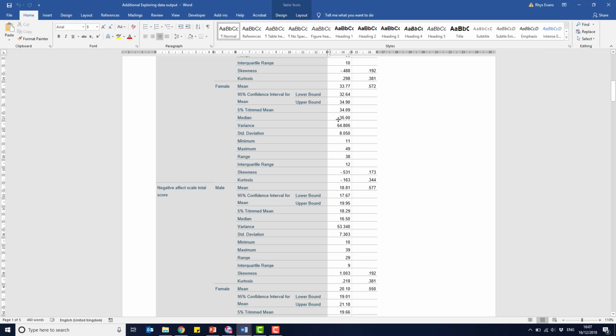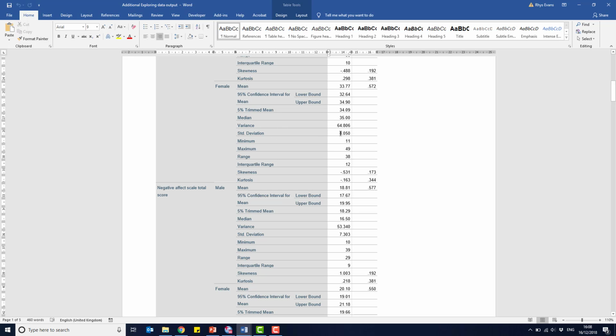We'll compare that as well to the median. We can see that there's a value of 35. So actually our mean, our trimmed mean and our median are all fairly similar. There is a slight change, but they're all quite similar to each other. So that is a good sign, but we'll need to do a bit more digging before we know for sure.